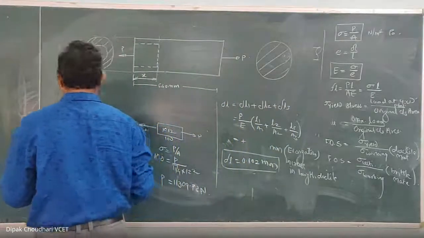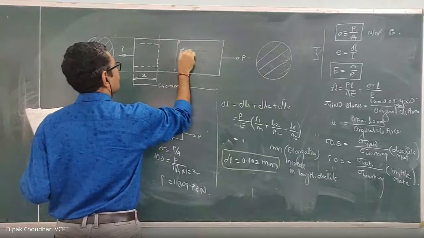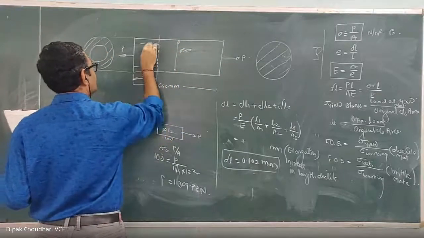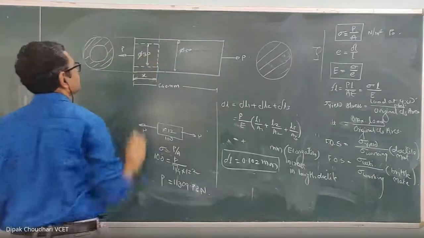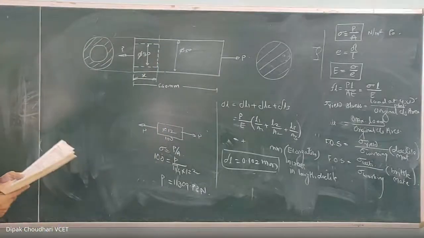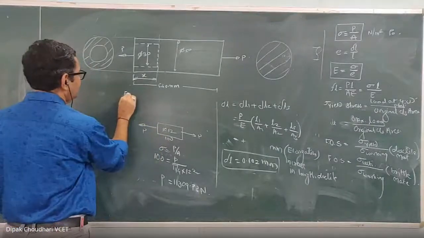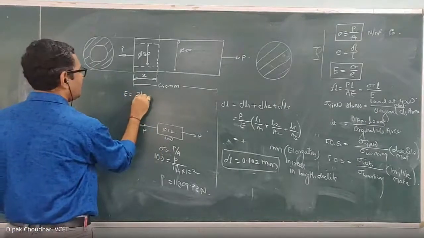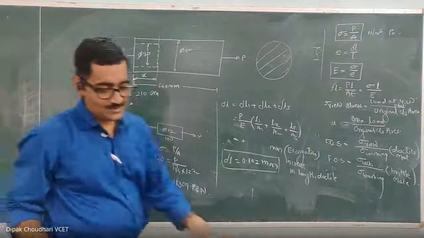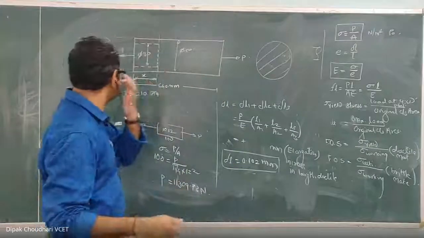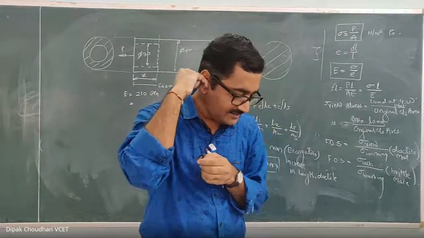The external diameter is 50, and the internal diameter is 30. For this material, E is given as 210 gigapascal. It is given in gigapascal. The figure is given, and all dimensions are given there.